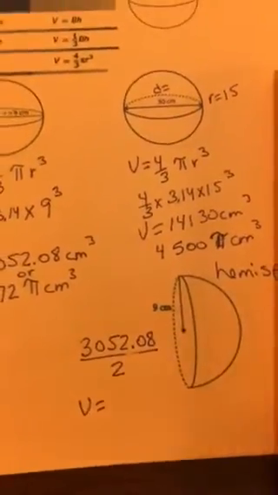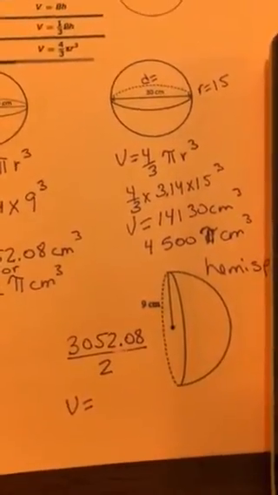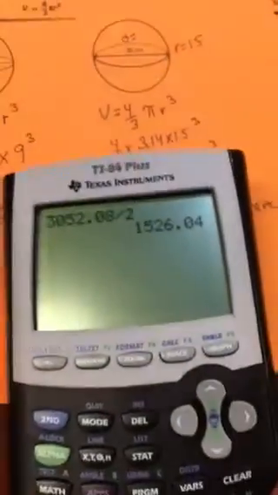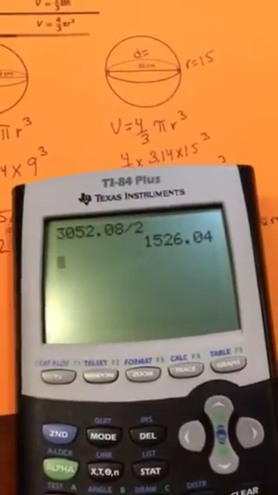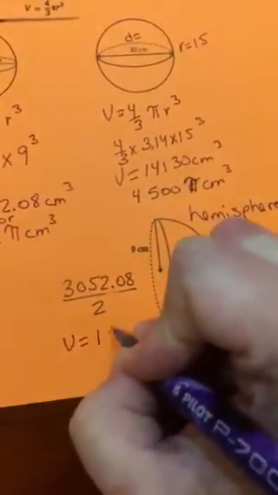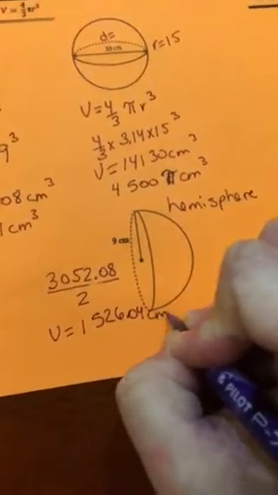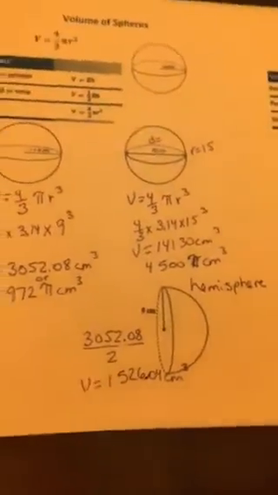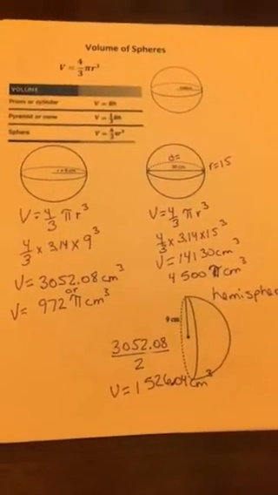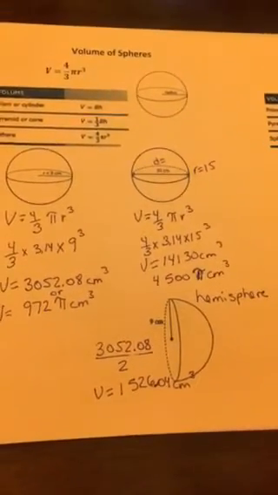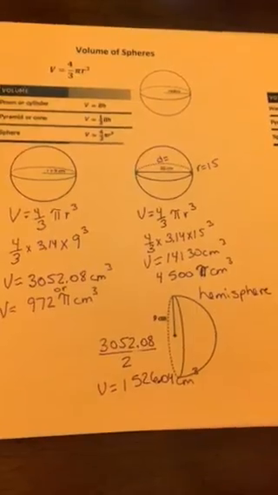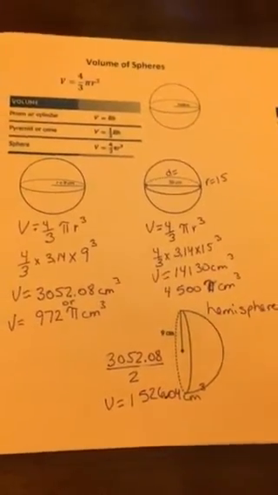So 3,052.08 divided by 2 is going to give me 1526.04. So the volume for just half is 1526.04 centimeters cubed. So all we have to do is find the formula, plug in radius, and put the numbers in our calculator, and we're good to go.